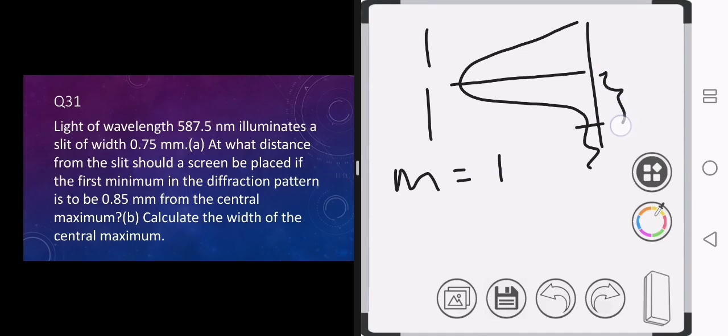Okay, so here the value is 1 lambda. So what's the question? A, what is the distance from the slit should the screen be placed if the first minimum of the central is so given here, is your y1, is it? First minimum diffraction pattern is to be 0.852.